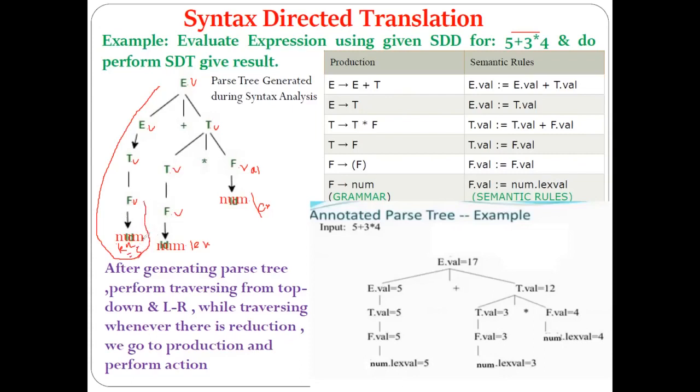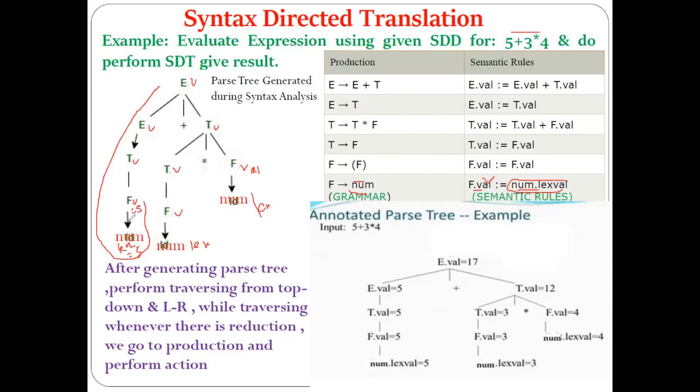Now here you can see num can be reduced to f. Yes, num can be reduced to f. And what is the semantic rule for that? If num can be reduced to f, we use the semantic rule num dot lex val equal to f dot val. Whatever the value of this num dot lex val, that will become the value of f dot val. Now what is the value of num dot lex val? 5. So the value of f dot val also becomes 5.